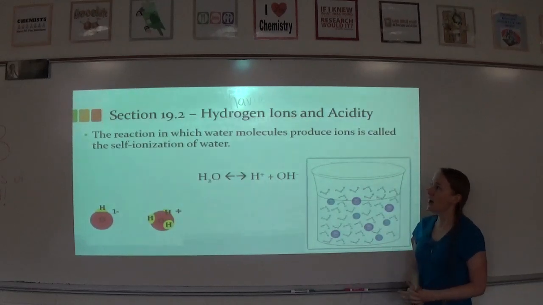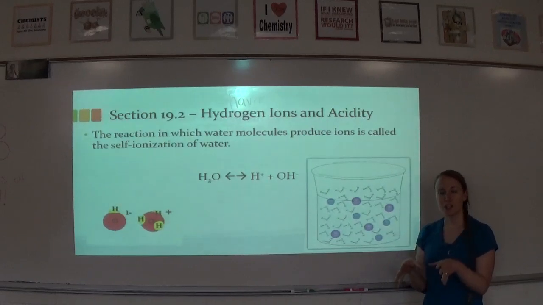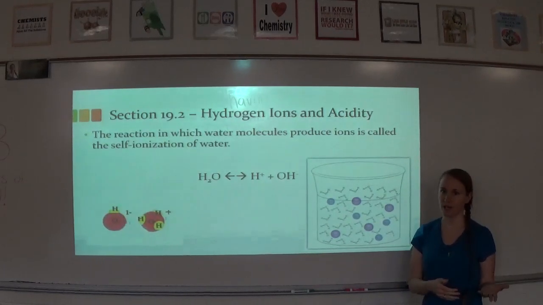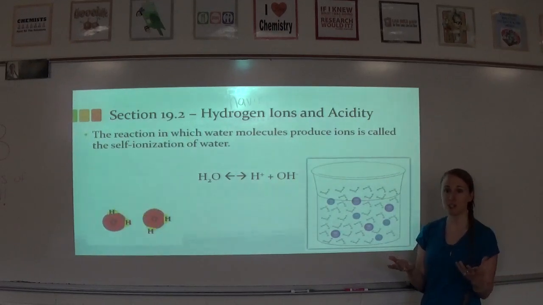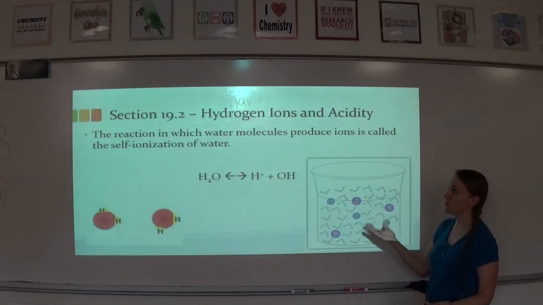Section 19.2 is on calculating hydrogen ion concentration, hydroxide ion concentration, pH, and pOH. They all kind of work together, and I'll show you a version that I call the pH square on how to do all the calculations. So let's go ahead and get started.